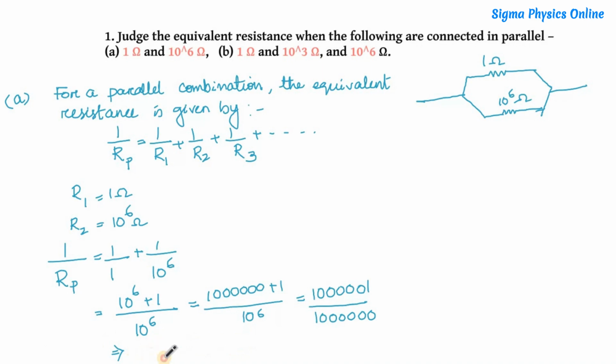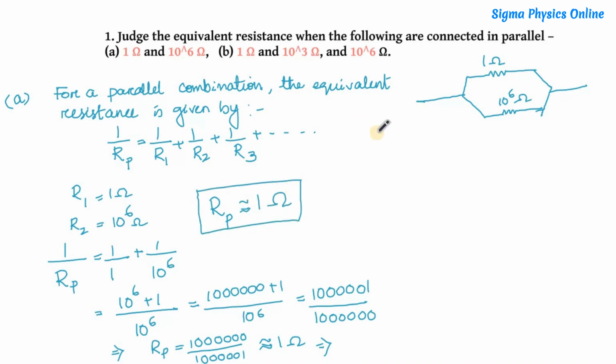So this implies Rp will be 10 to the power 6 by (10 to the power 6 plus 1), which is approximately 1 ohm. So this implies the resistance of this parallel combination is approximately 1 ohm. So this is the first answer.